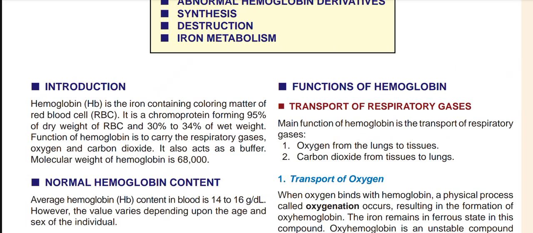Hemoglobin is the iron containing coloring matter of the red blood cell, and it is a chromoprotein forming 95% of the dry weight of RBC and 30% to 34% of its weight. The function of hemoglobin is to carry the respiratory gases, oxygen and carbon dioxide. It also acts as a buffer, and its molecular weight is around 68,000 Dalton.